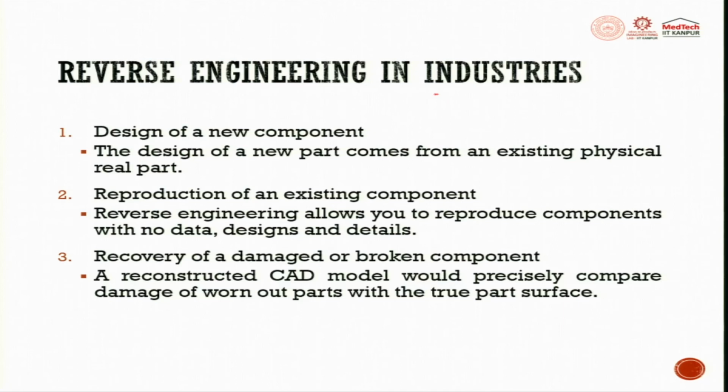In an industry, reverse engineering is used to design a new component. The design of a new component part comes from an existing physical real part. Then we can have a reproduction of an existing component. Reverse engineering allows you to reproduce components with no data, designs and details. Recovery of a damaged or broken component. These are the actual applications that happen in the industry. A reconstructed CAD model would precisely compare damaged or worn out parts with the true part surface.